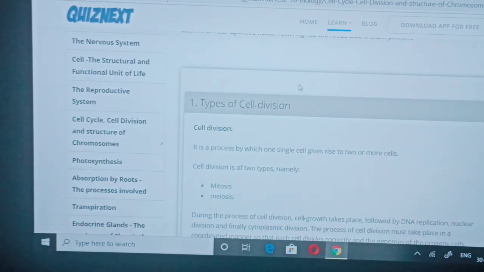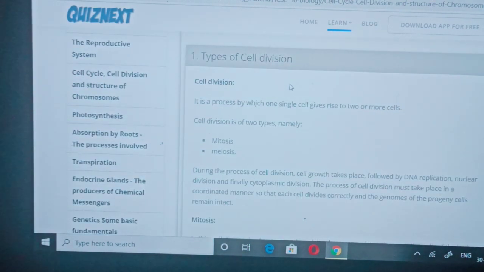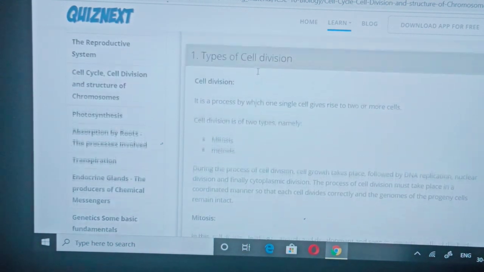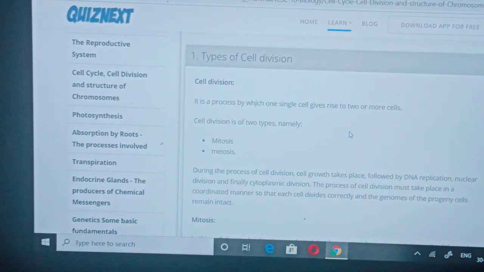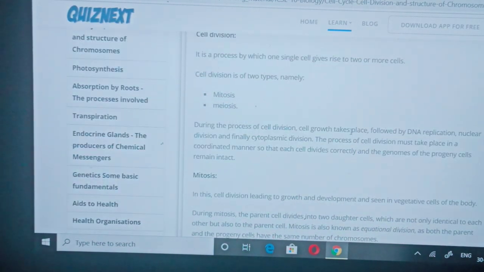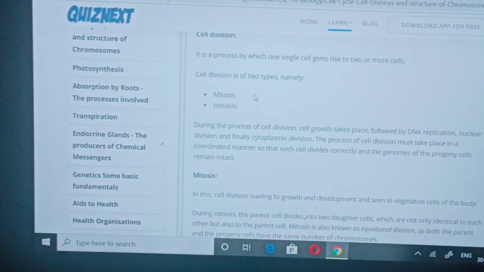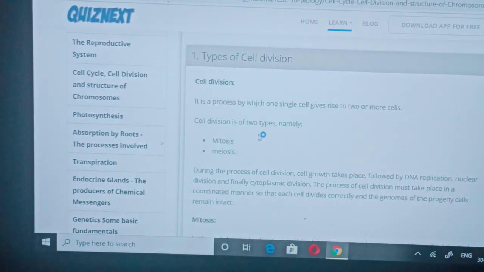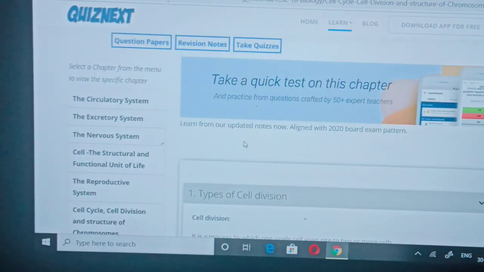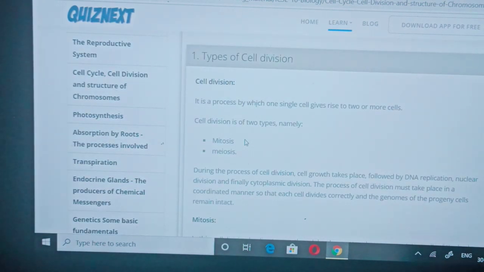Now basically in this chapter, the types of cell division are given. Remember, it is a process by which one single cell gives rise to 2 or more cells. It is a division or a growth. Then we have 2 types of cell division, mitosis and meiosis. So before we go to meiosis, let us first study the mitosis process of cell division. A single cell, how it divides, how the division takes place.